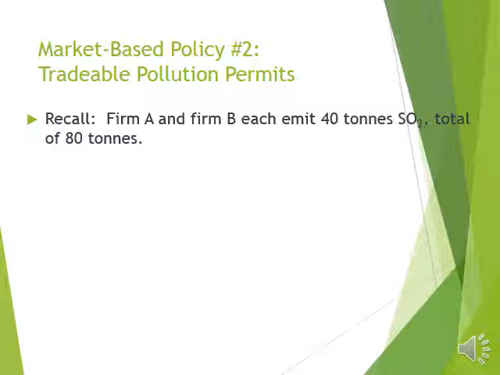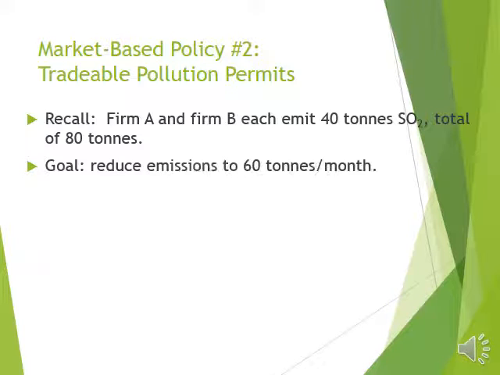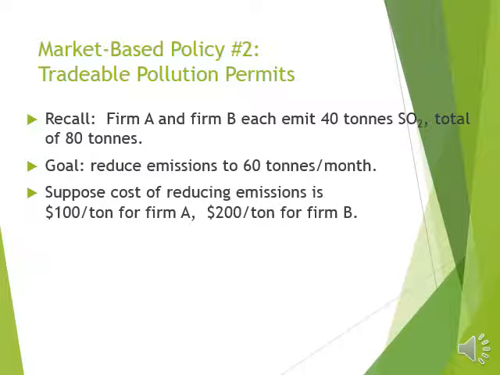So if you can recall, we had two firms, two coal-burning power stations, Firm A and Firm B, and they were both emitting 40 tonnes of SO2, so a total of 80 tonnes. Now, you want to reduce that emission to 60 tonnes per month. How are you going to do that? Well, you could tax both firms, and hopefully you'll get the tax right, just at the right amount, so that the quantity of emission is reduced to 60 tonnes.